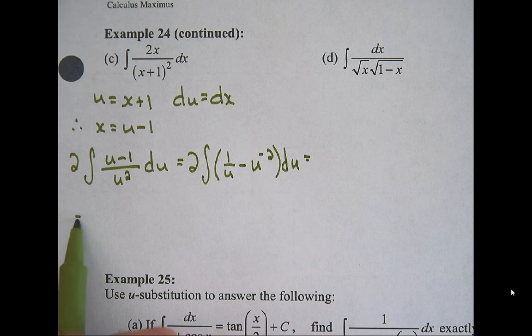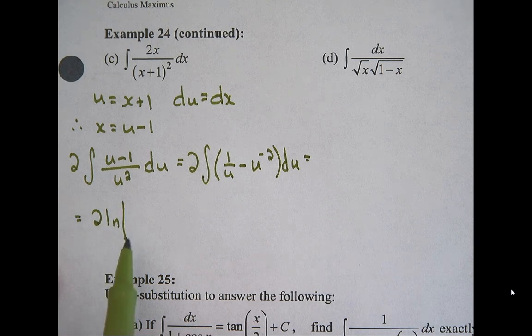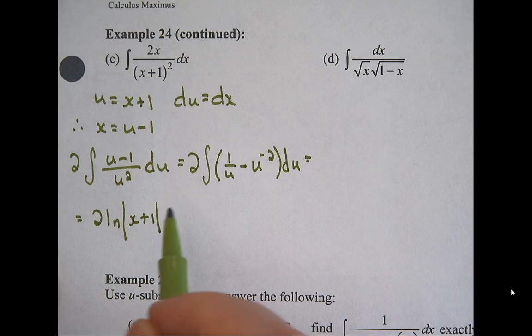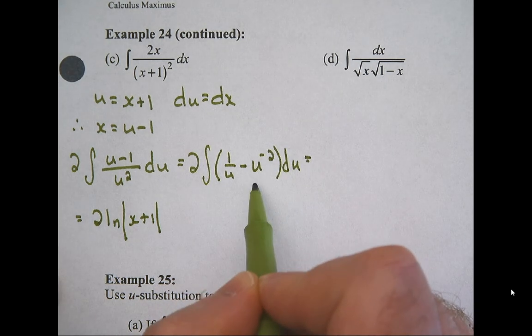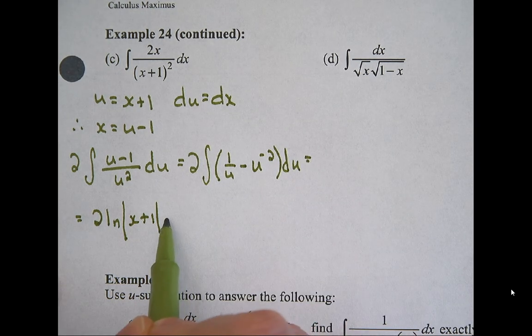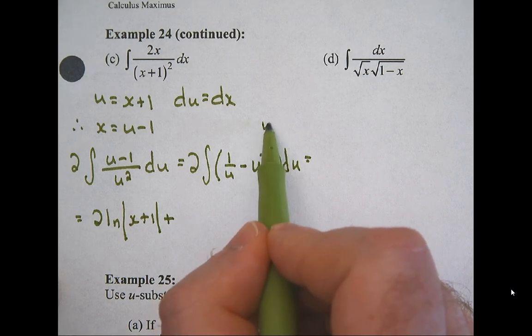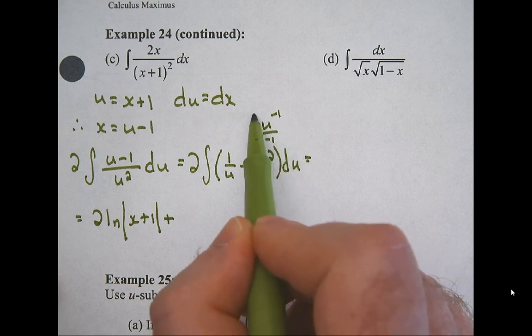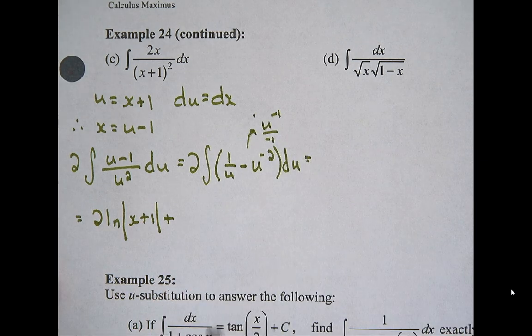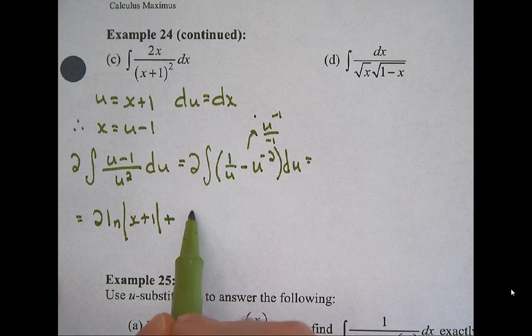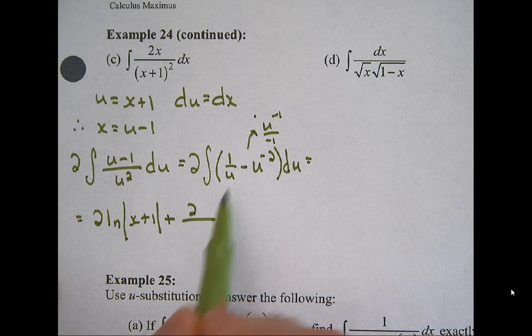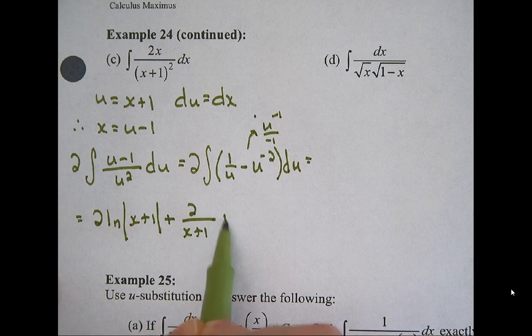So equals 2 natural log of absolute u, which is x plus 1. And then I'm going to add 1 to the exponent and then divide by that. So that's going to turn out to be positive. I'll write it above here. So this is going to be u to the negative 1 over negative 1 when I integrate it. So that's going to be 2 over x plus 1 plus c.